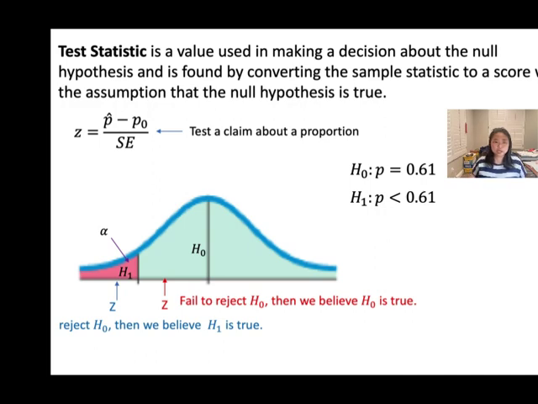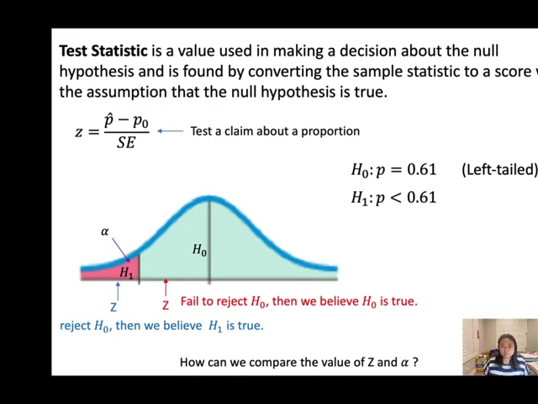But how can we compare the value of z and the significance level? The z is the z-score, which we learned from session 6.2. But alpha, the significance level, is the area. We can't just compare the z-score with the area here. So what are we going to do? Let's talk about this part later.